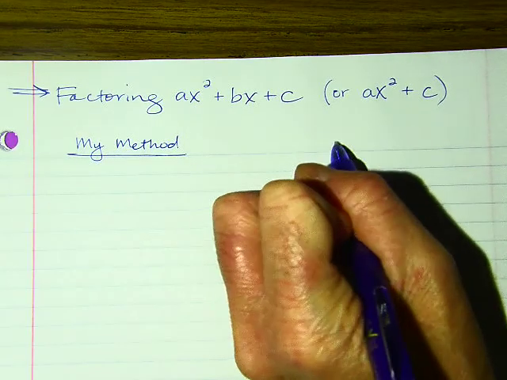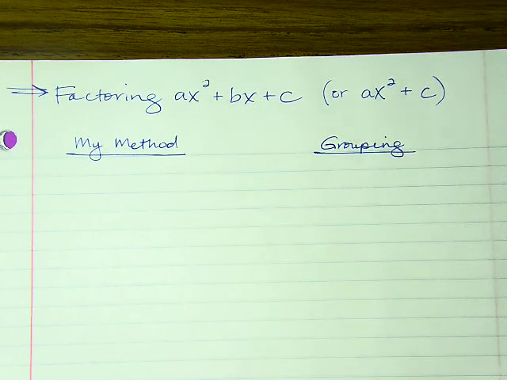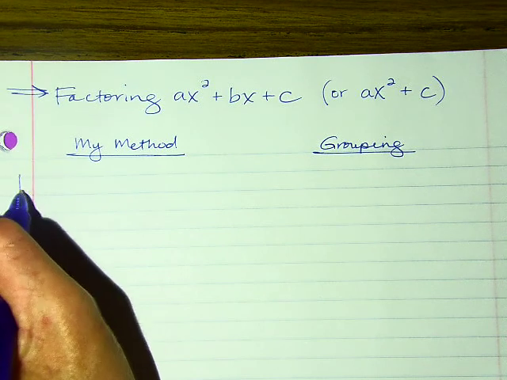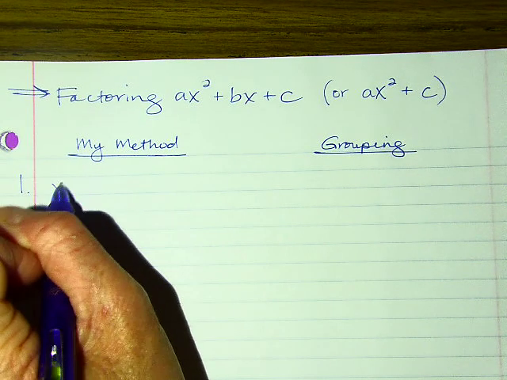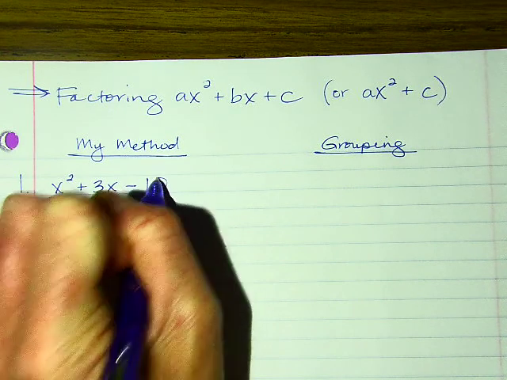It doesn't have a name, and it's the method I was taught when I was in school, and then a method called grouping. Okay, so here we go. We're going to jump into number 1. Factor x squared plus 3x minus 10.